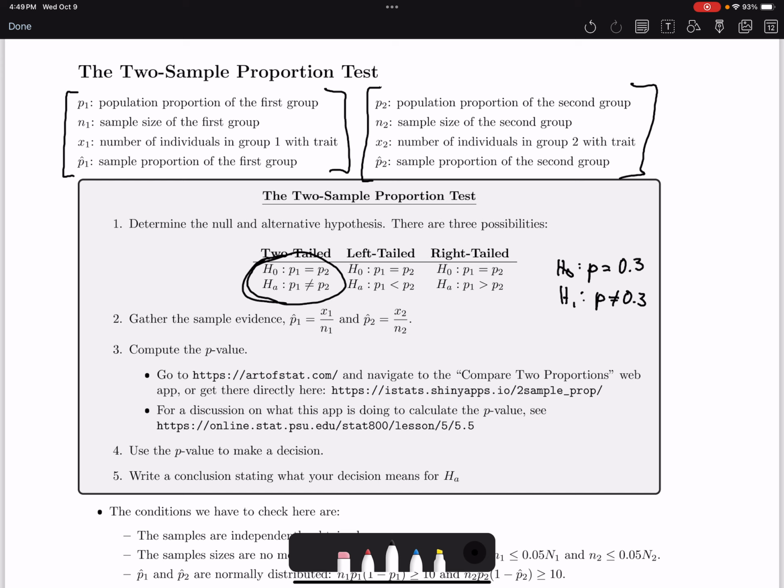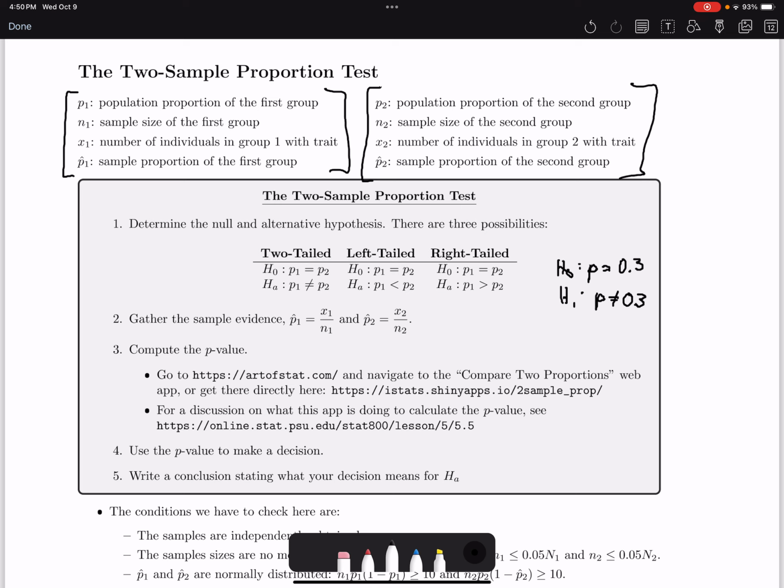here we just have p1 equals p2 and p1 not equal to p2. So we won't actually be replacing these symbols with any numbers. The null hypothesis is that the two groups have the same population proportion. And similarly for a left-tailed or a right-tailed test, okay? So in that regard, I think that two sample proportion tests are actually a little bit easier than one sample proportion tests.